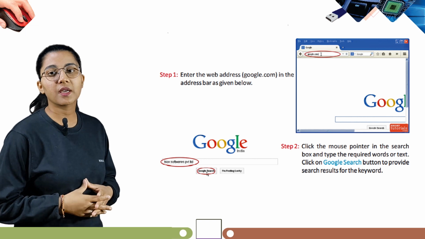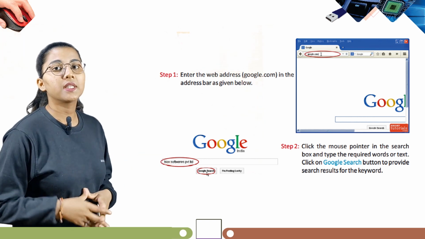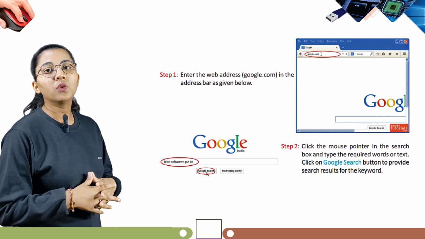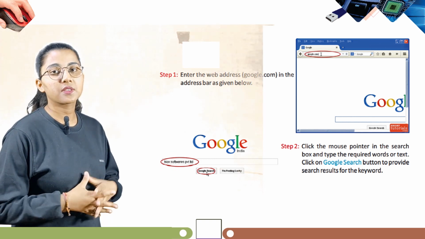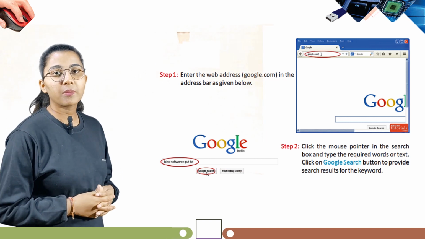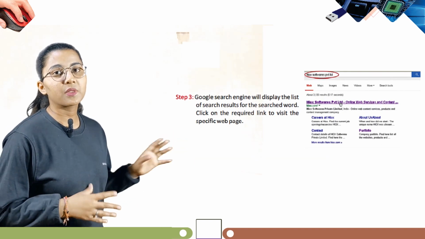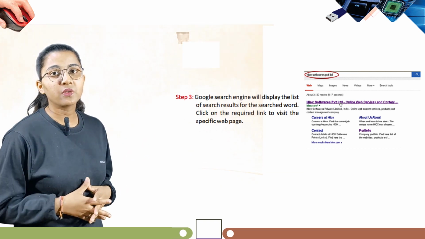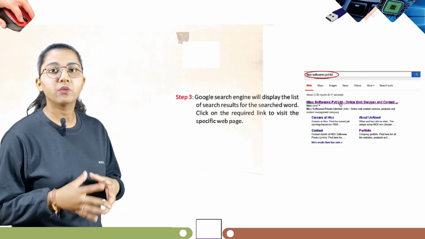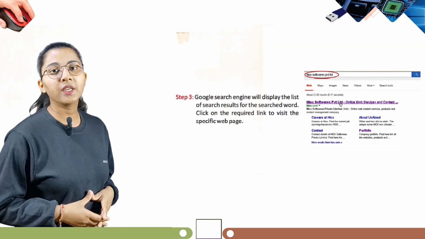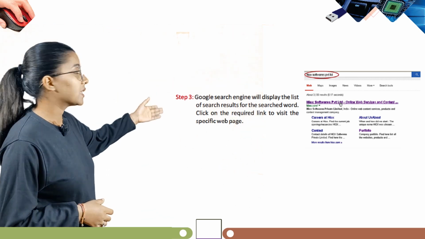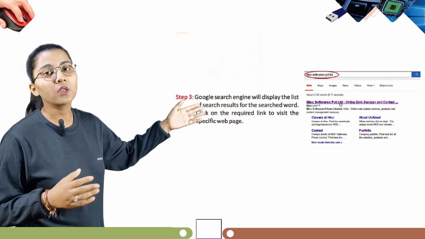Now our next step is click the mouse pointer in the search box and type the required words or text. Click on the Google search button to get search results for the keywords. So students, our step 3 is Google search engine will display the list of search results for the searched word. Click on the required link to visit the specific web page. Now students, here you can see the interface of searching on Google Chrome.